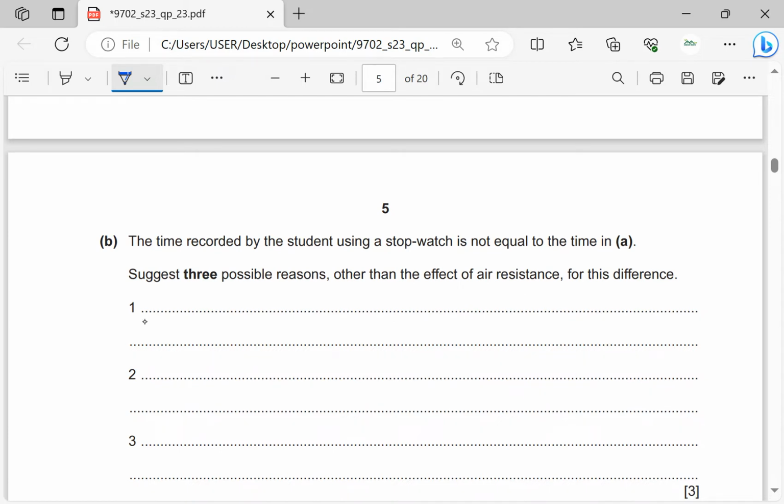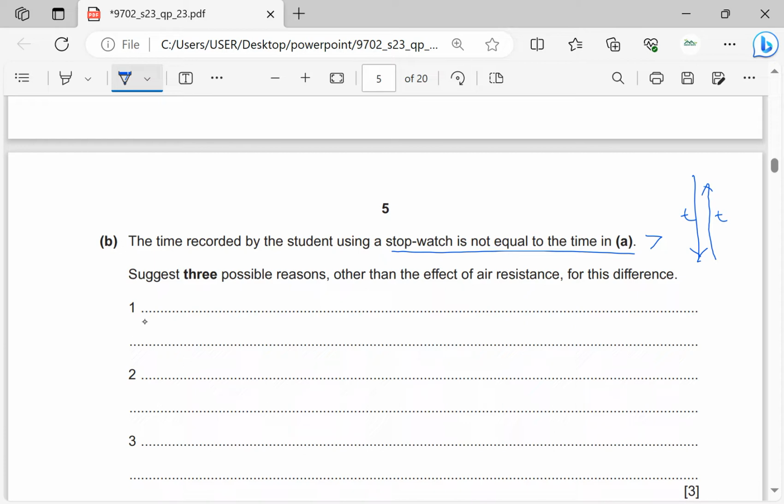The time recorded by the student using a stopwatch is not equal to the time in A. In fact, the time recorded by the stopwatch is going to be greater than the time we have calculated in A, because in A we just calculated the time to reach the water surface. But remember, the student must hear the sound that the stone has hit the water surface, so the sound must move backwards. So the time recorded by the stopwatch is the time to reach the water surface plus the time to return to the student.